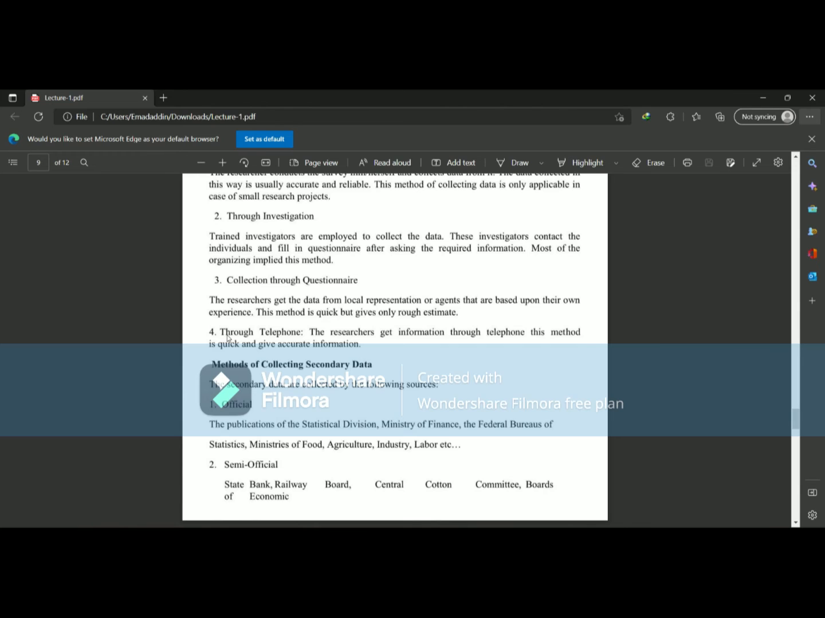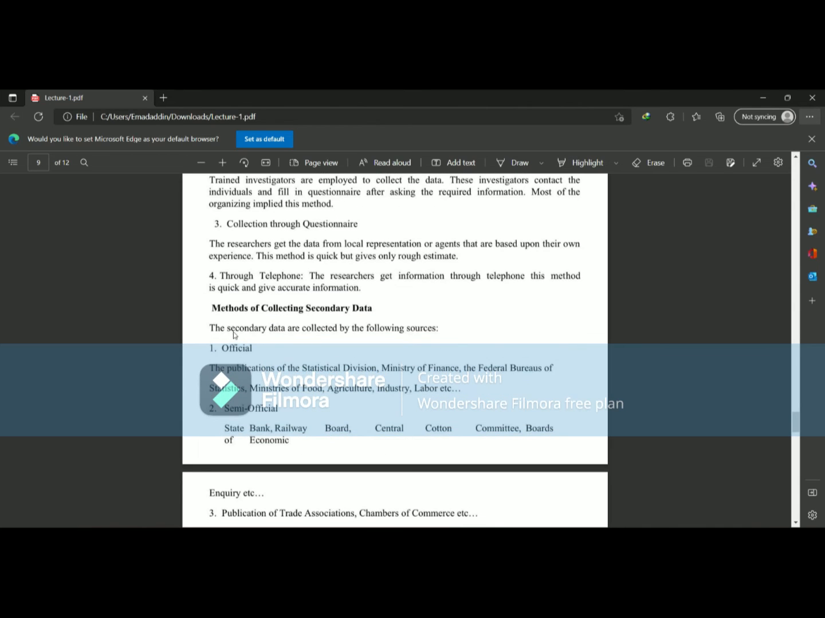The fourth one is through telephone. The researcher gets information through telephone. This method is quick and gives accurate information.